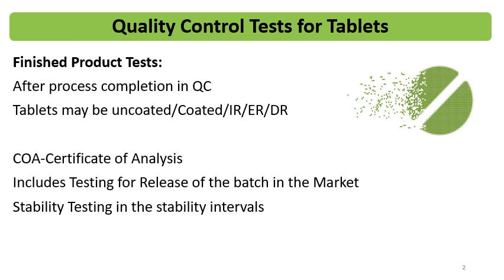Finished product tests are the tests which are performed after the process is completed, and these tests are performed in QC. After completion of the tests, the COA, that is the certificate of analysis, is generated, and based on that certificate of analysis the product can be released into the market. These tests are performed on the finished product, that's why these are known as the FP test or finished product test.